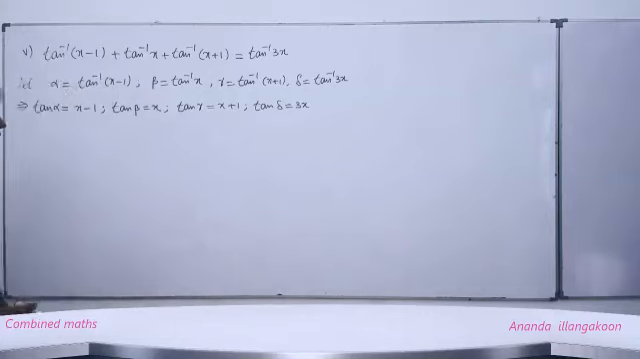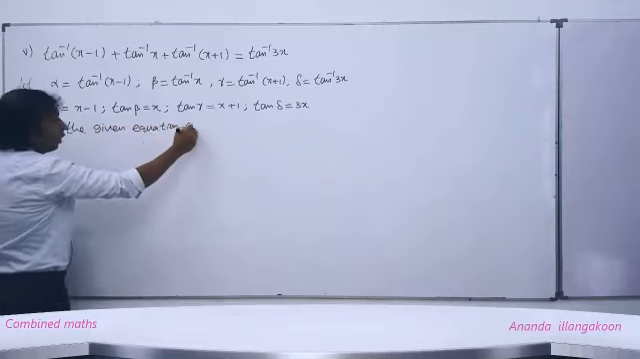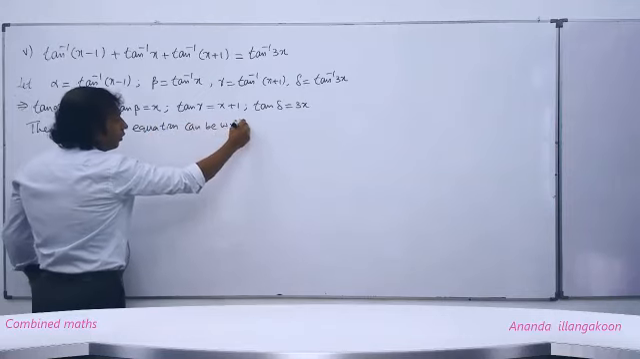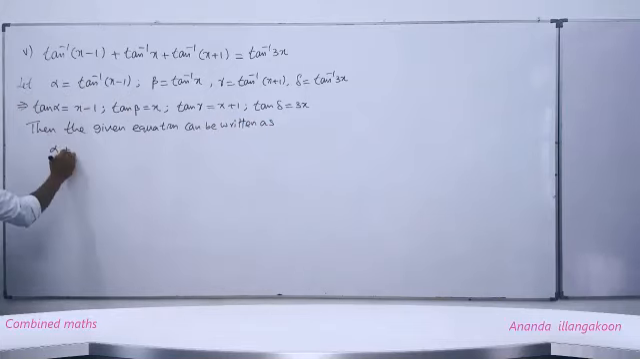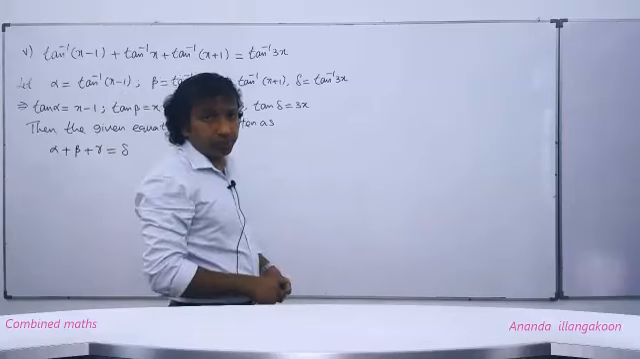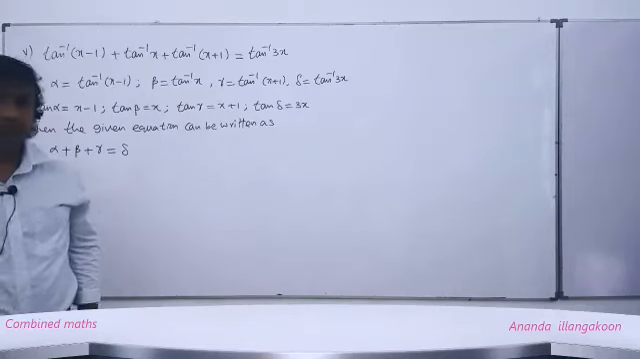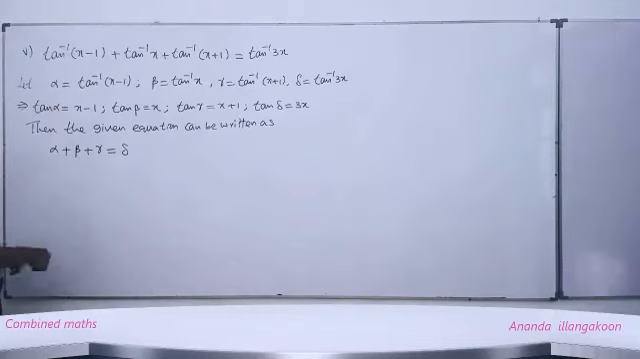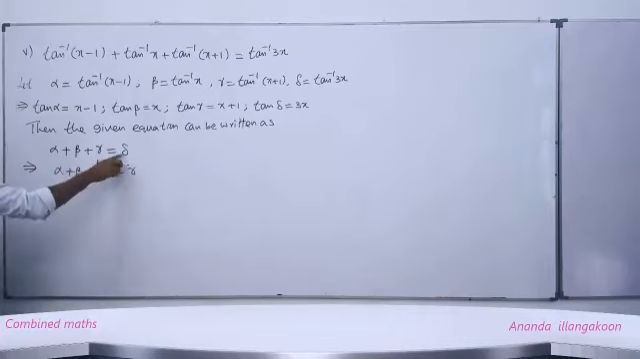Then you can start to write like this. The given equation can be written as alpha plus beta plus gamma is equal to delta. This way we can write the given equation. Okay, now what we do, people, after reaching this step, you can take this gamma to the right hand side. This implies that alpha plus beta is equal to delta minus gamma, taking this gamma to the right hand side.